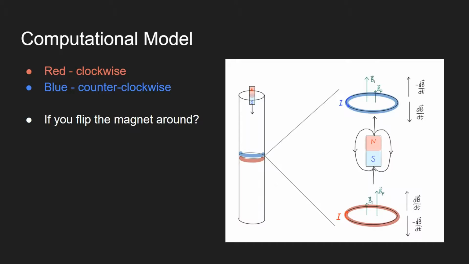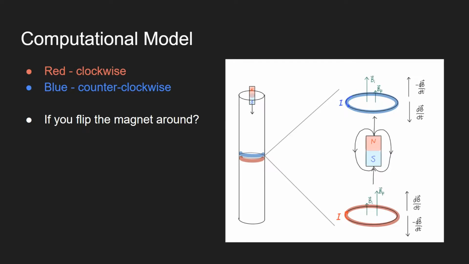The reason why we know from the computational model that red represents clockwise current and blue represents counterclockwise current is based on Faraday's law. As you can see on the right, as I have illustrated, the blue ring shows the counterclockwise motion of the current because the dB/dt in this case is pointing down, but the negative dB/dt will be pointing up, and therefore based on the right-hand rule we can apply that the current is going to rotate in a counterclockwise motion.